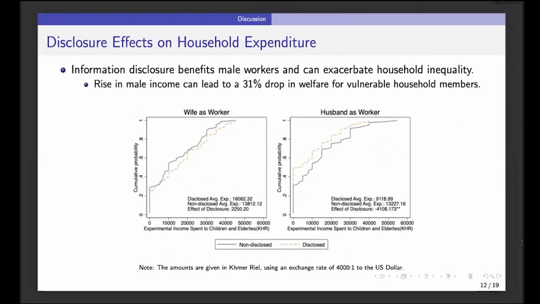I wanted to close the discussion by looking at the implication for household welfare of revealing income in this situation where one can make labor supply decisions. As we can see on the left, we plot a CDF of how these workers distribute experimental income to the vulnerable members of the household. On the left, we can see women, when they're assigned workers, even though they make a little bit less compared to when their information is disclosed to their husband, they choose to give more to the more vulnerable members of the household. On the other hand, if we look at the husbands, the men who are chosen as assigned workers, even though when their information is public they make more, they actually choose to allocate less towards the vulnerable members of the household, and want to spend more on their own leisure goods, such as, I guess, cigarettes and alcohol, according to our surveys.